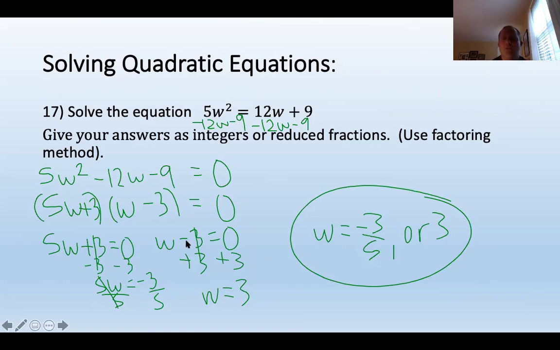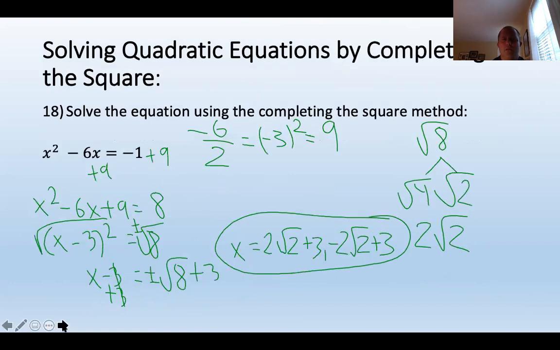To solve w minus 3 equals 0, we would want to add 3 to each side to cancel the negative 3 out, and you'd be left with w equals positive 3. So negative 3/5, comma, or positive 3 are your two solutions on this.